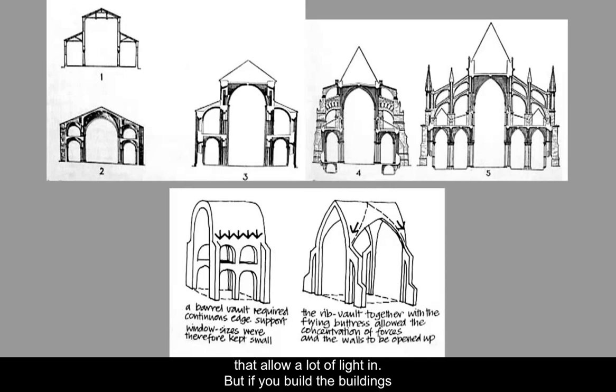But if you build the buildings extremely tall like that, you need to have support, because otherwise the piers and the supports would become very thick. So what they did was they moved the supports to the exterior of the building. So for instance, I'm pointing at diagram number 5 here. These are sort of bridges that run on the exterior of the building that are called flying buttresses. And the side aisles here are solid roofs, and then this is open to the air, and it's an exoskeleton. It's basically an exterior supporting structure.